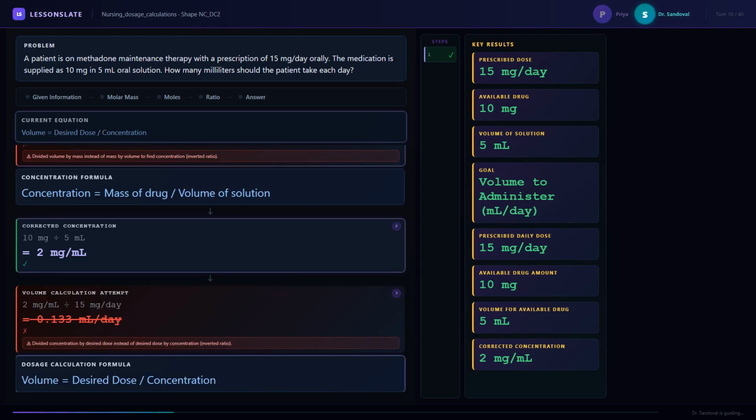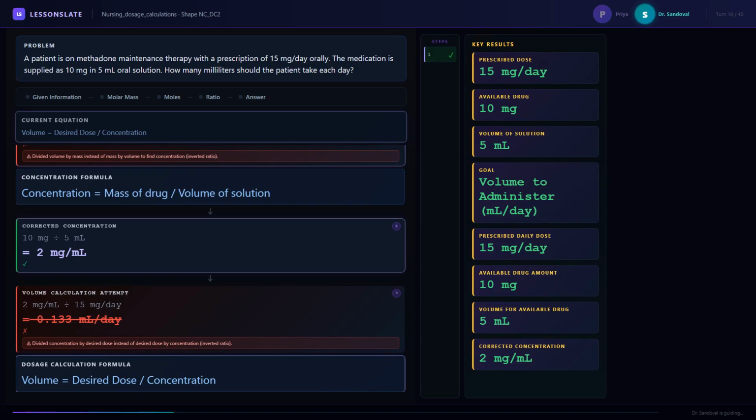You have the two right numbers, Priya, but they're upside down again. You want to find how many milliliters you need, and you have 15 milligrams that you need to give. Each milliliter only contains 2 milligrams. So if you divide 2 milligrams per milliliter by 15 milligrams per day, your units don't cancel out to give you milliliters per day. Think about how to set up the division so that milligrams cancel out and you are left with just milliliters per day. The question is, how many lots of 2 milligrams are in the 15 milligrams you need to give?